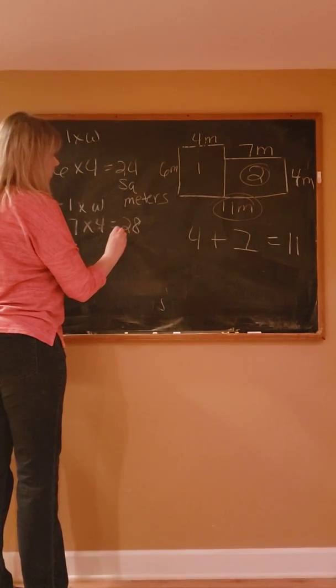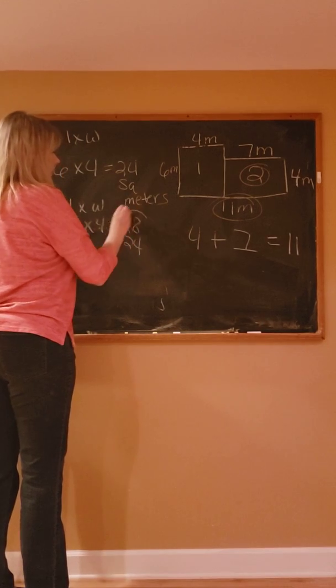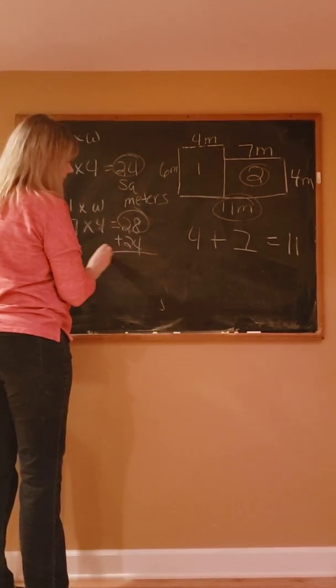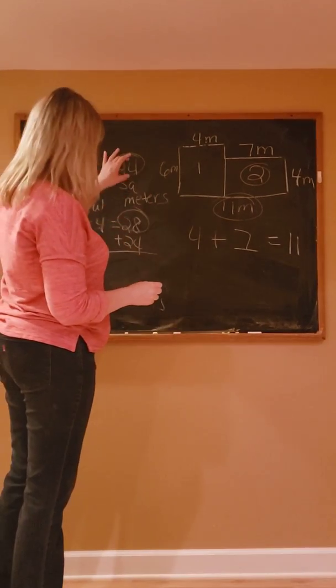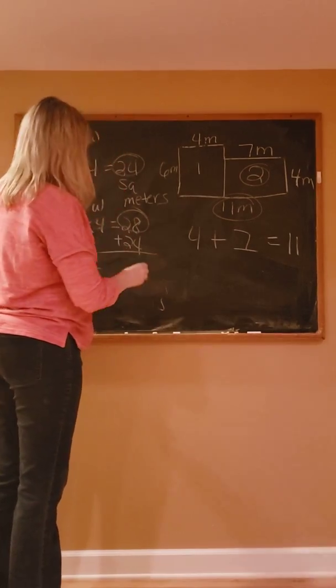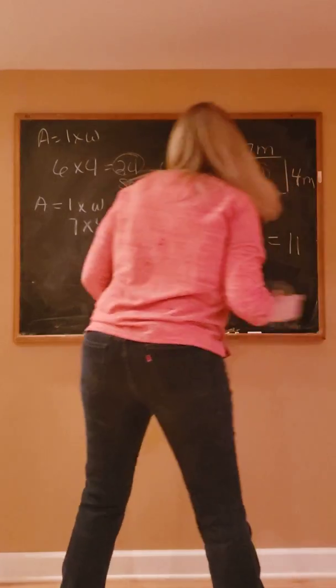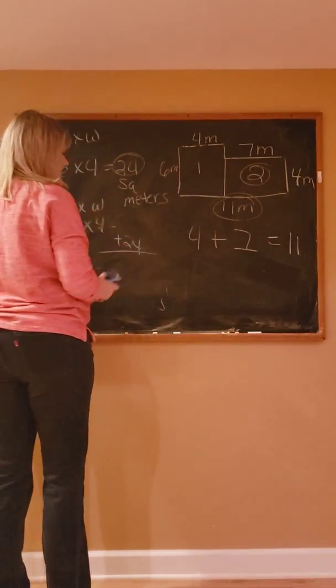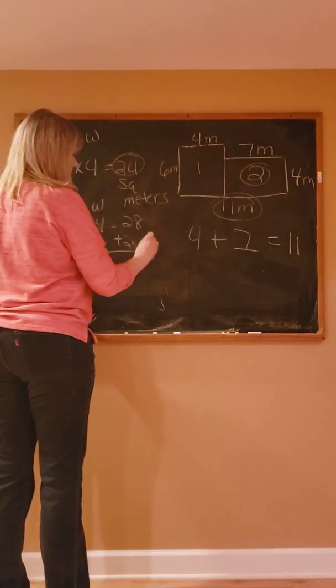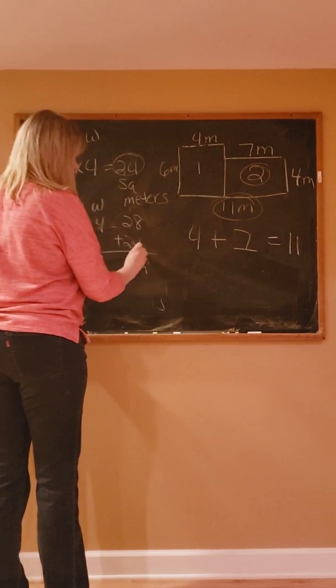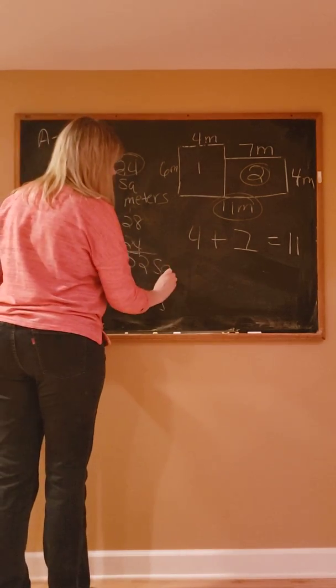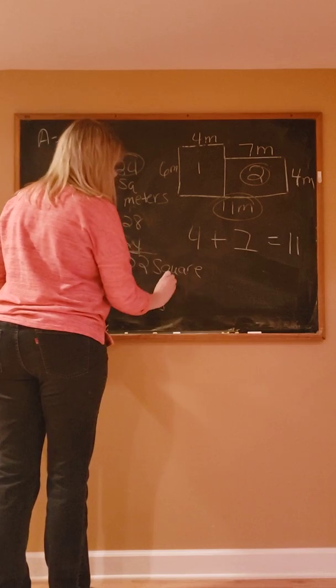So I'm going to quickly add my two numbers together. All right, these are my areas. I'm just going to add them. Add my two areas together. This is going to give me 52 square meters.